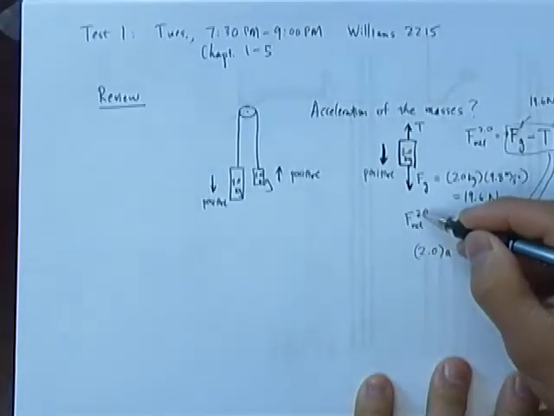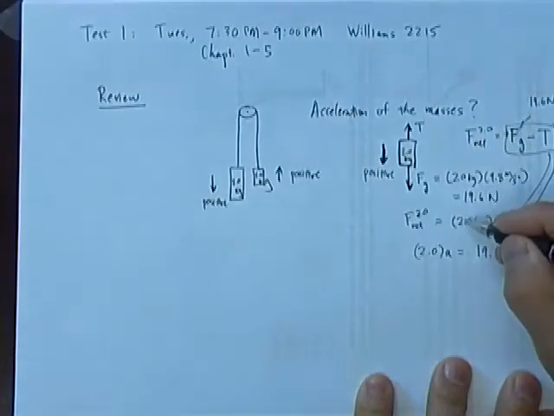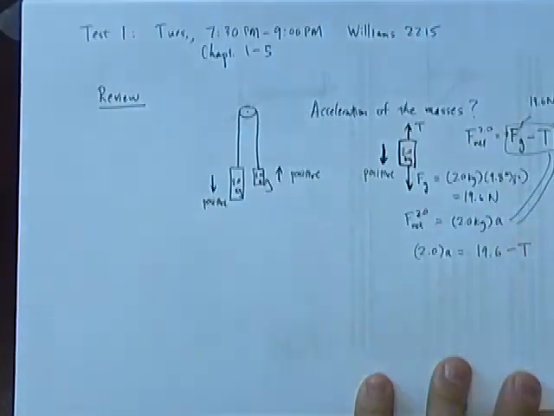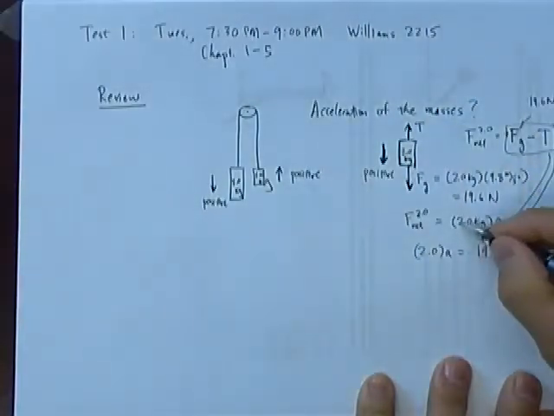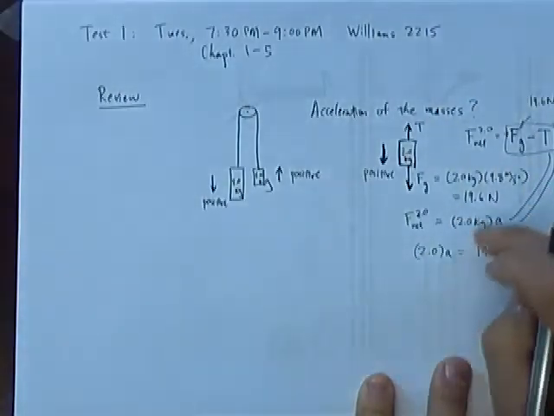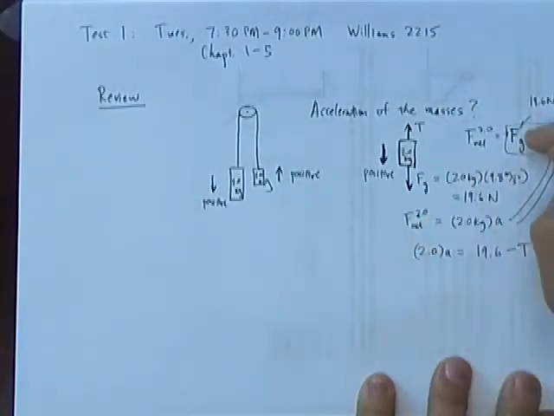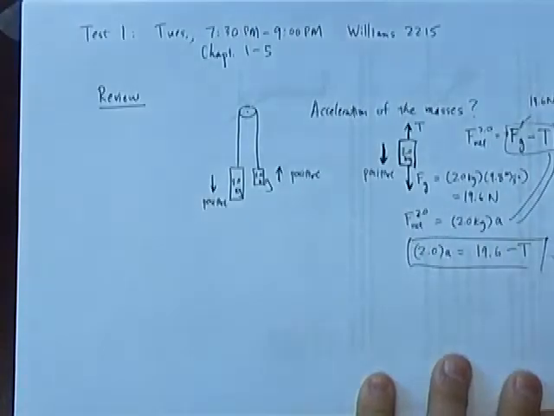But I can also say from Newton's second law that F net is equal to the mass times the acceleration. Because A is also going in this direction, that's why there's no minus sign here. So I have 2A is equal to the net force, which is also equal to Fg minus T, which is 19.6 minus T. So that's an equation I will use.